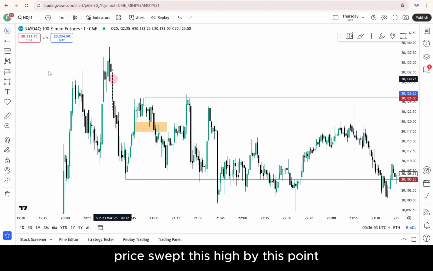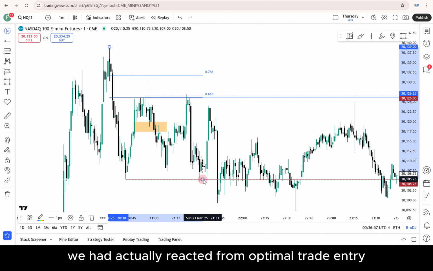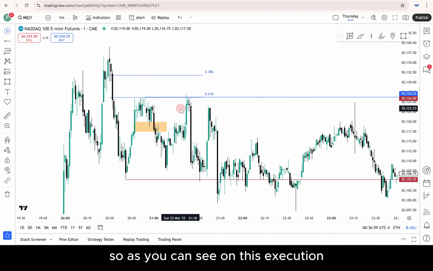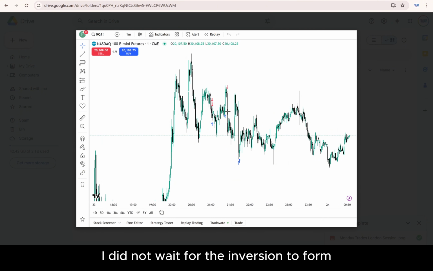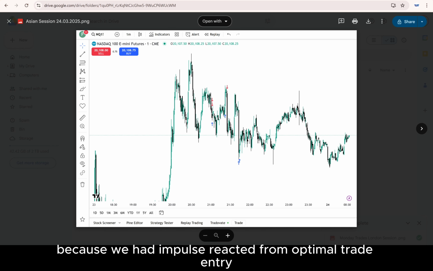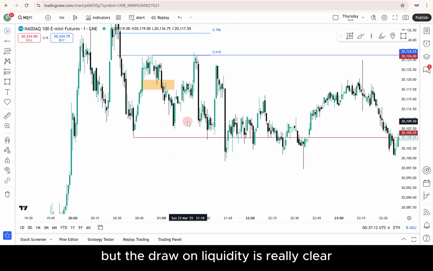Price swept this high. By this point, we had actually reacted from optimal trade entry. And I really like that. So as you can see on this execution, I entered off this candle as we started to push down. I did not wait for the inversion to form, but why? Because we had impulse. We reacted from optimal trade entry. No, we're not inside the macro, but the draw on liquidity is really clear.